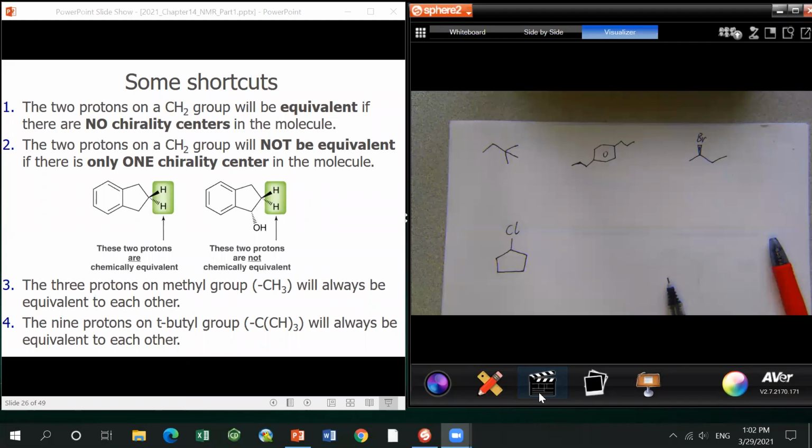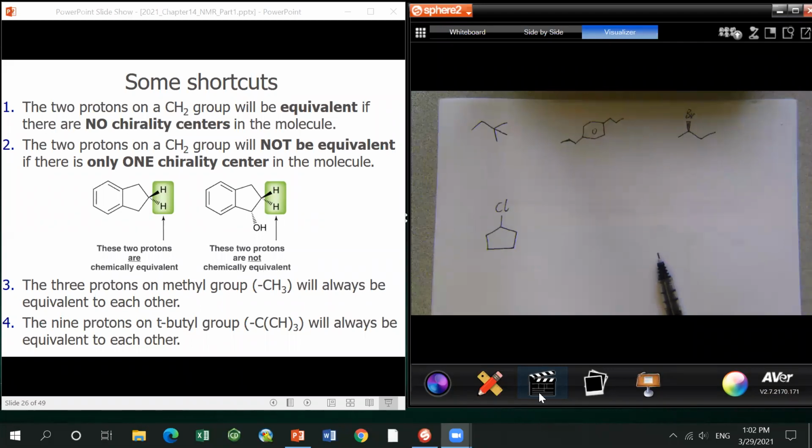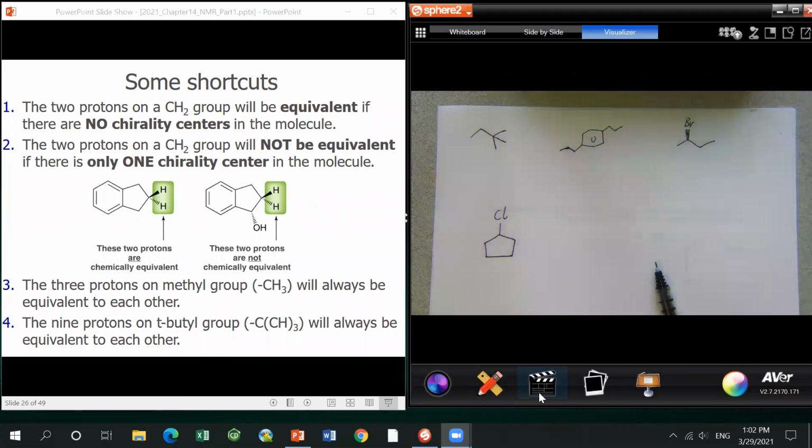If you like, you can write your answer in the chat window, or you can even turn on the annotation and write down the answer on the screen.